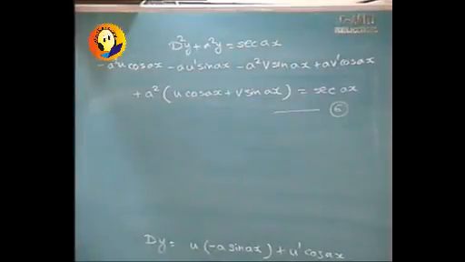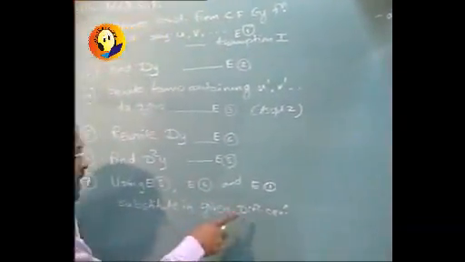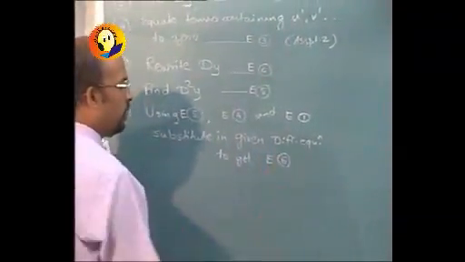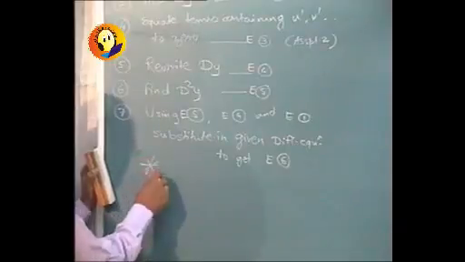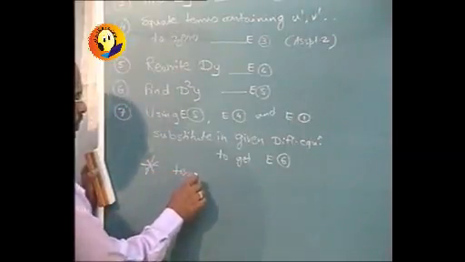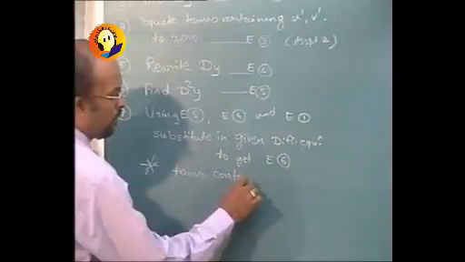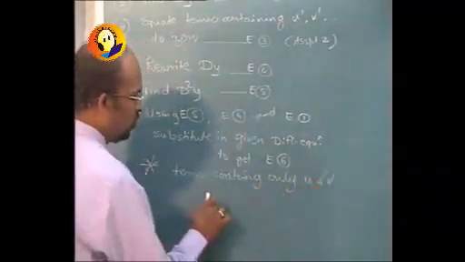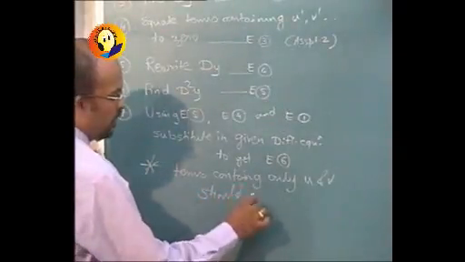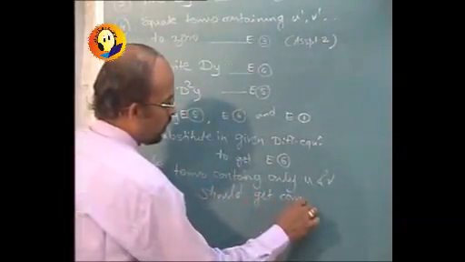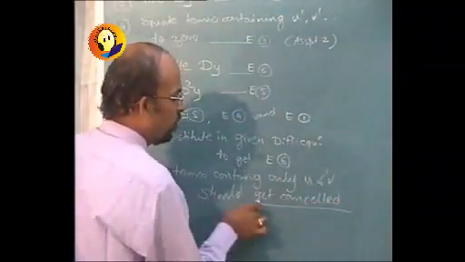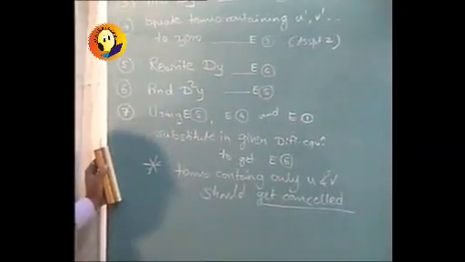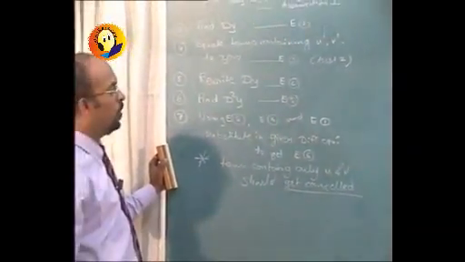So, using E5, E4 and E1, substitute in the given equation to get E6. And remember, here is a cross check that the terms containing only u and v should get cancelled. If this cross check is not followed, then probably your procedure or your calculations have gone wrong. The terms containing u and v should get cancelled, not u dash and v dash.